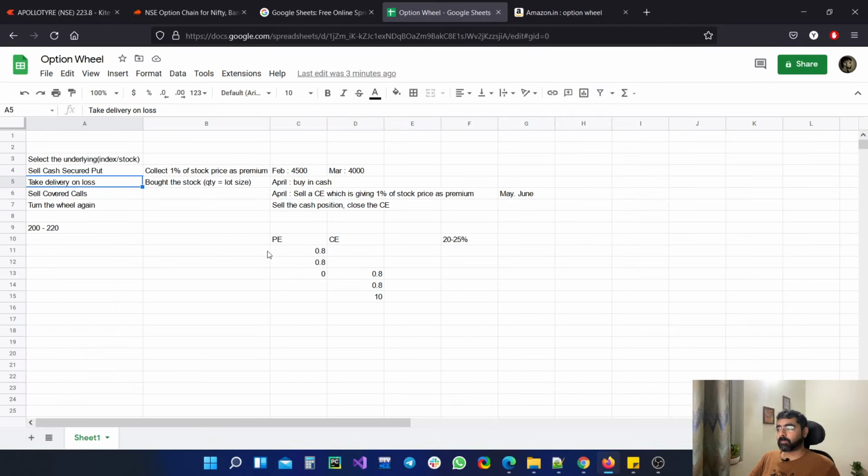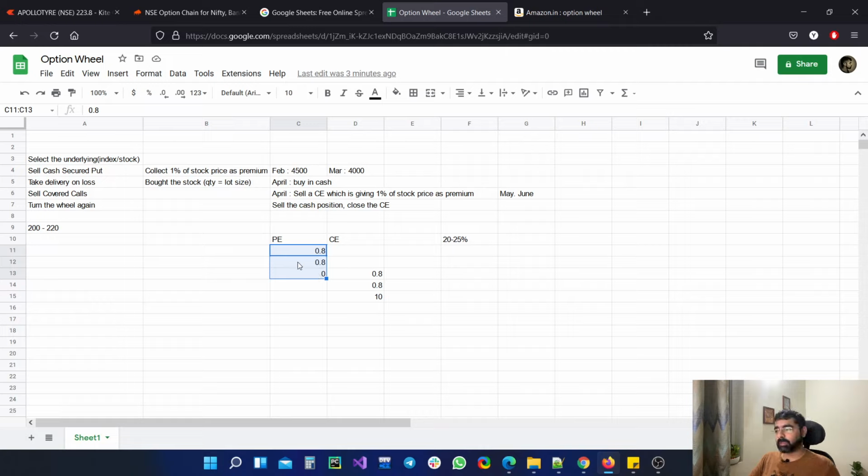So this is one of the strategies which is a good strategy if it is executed properly, and it gives a certain return of 20-25% if you execute it properly. But it has a lot of drawbacks. One of them being this delivery situation, where we cannot take a delivery which is very low. If it is slightly lower than the strike price which we have sold, then it's not a problem.